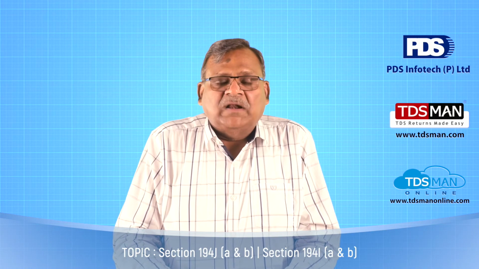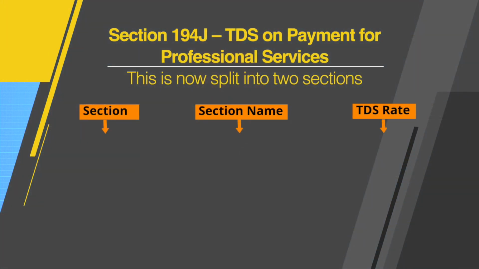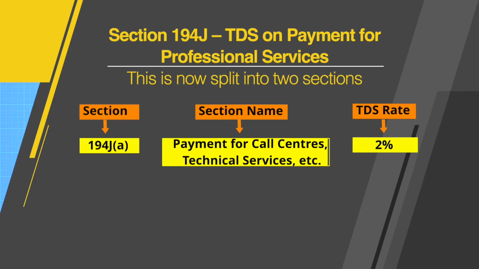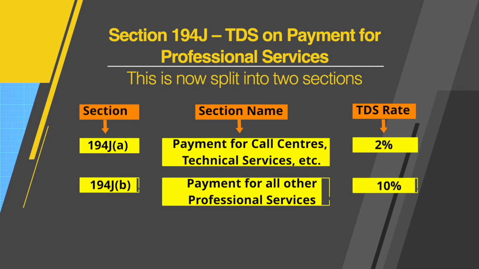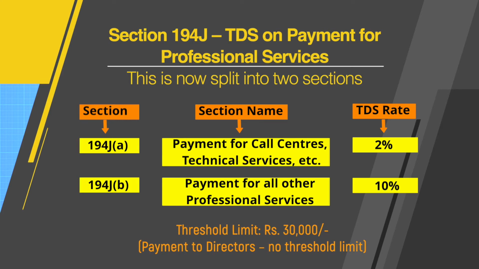Similarly is the case of 194J. 194J is payment to professionals. Typically it was 10%, and now they introduced deduction of 2% in some exceptional cases. The popular exceptional cases was basically payment to call centers, which was 2%. And later on, for technical services also, it became 2%.